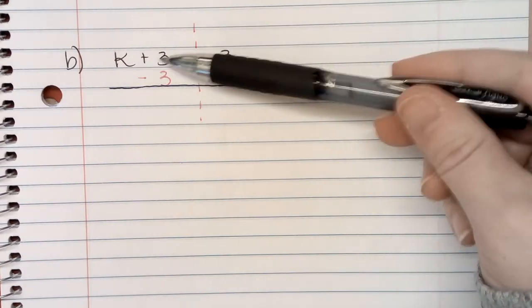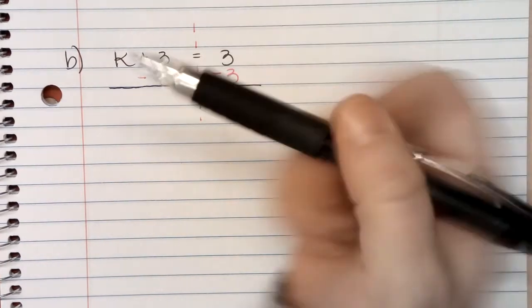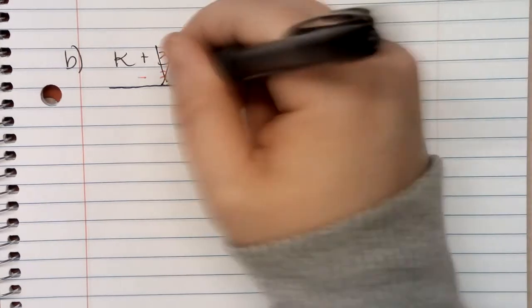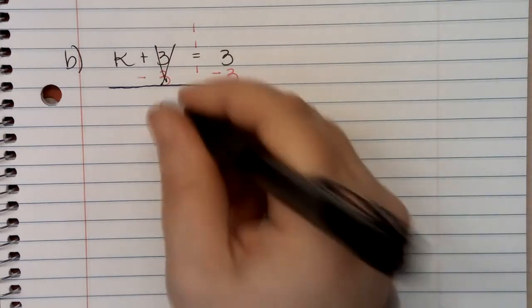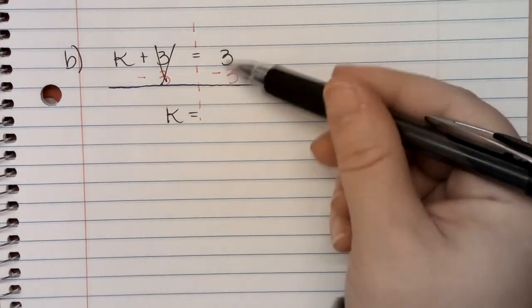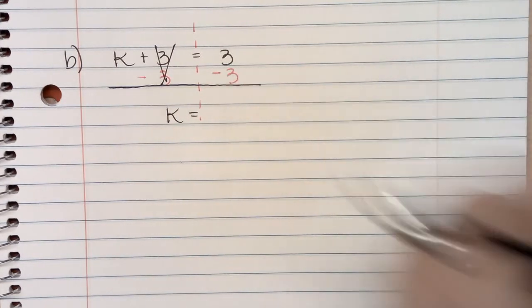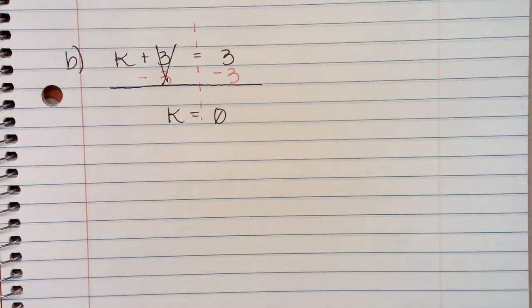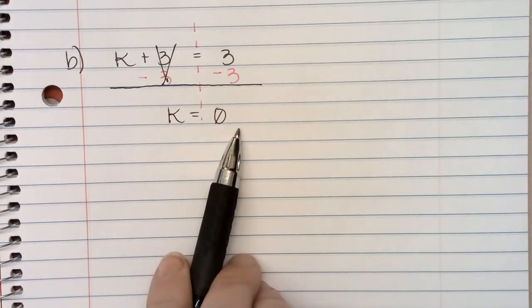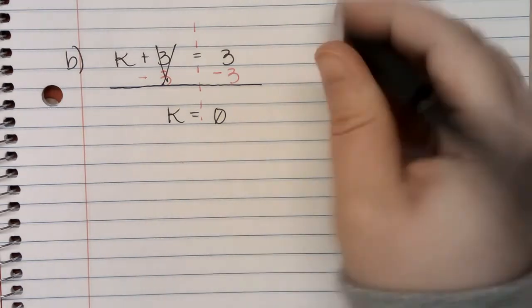I know that 3 minus 3 is 0, so it cancels out. And I'm going to bring down my k equals. I have 3 minus 3, which I know is 0. That was quick. I have my isolated variable, my solution, k equals 0. So I am going to check.